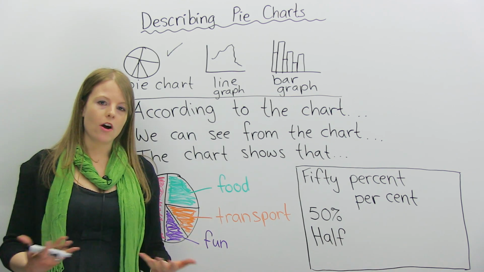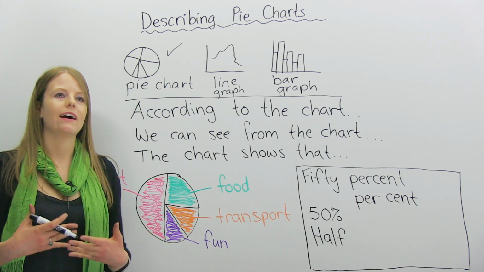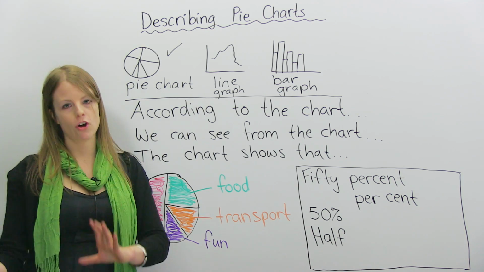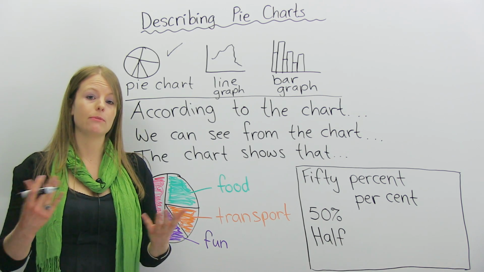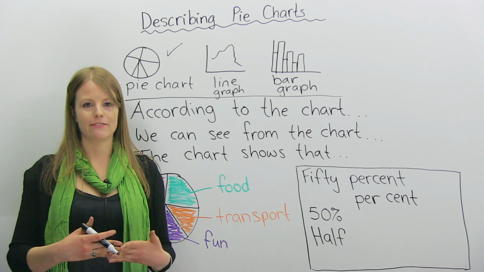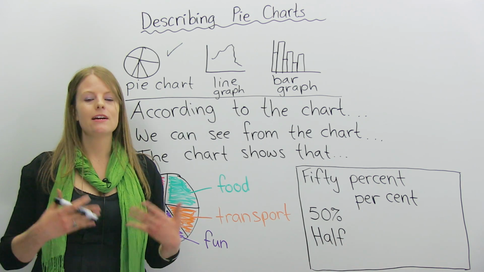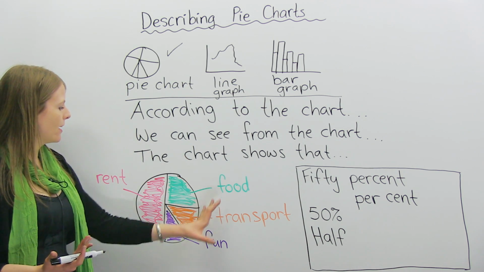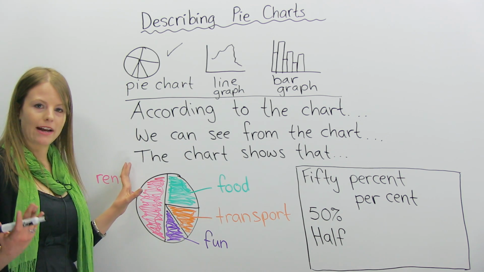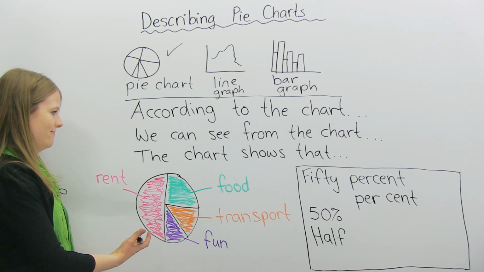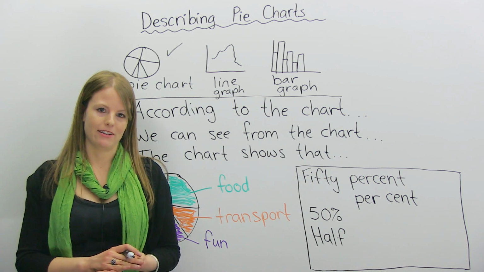So on the IELTS, you might have to describe something like this. It might be more complicated. Sometimes you might actually have 2 pie graphs or pie charts that you might have to compare and describe. But in this case, let's start out a little bit easier. So I want you to imagine you're writing the IELTS and you've been told to describe this pie chart. What are you going to say about it?